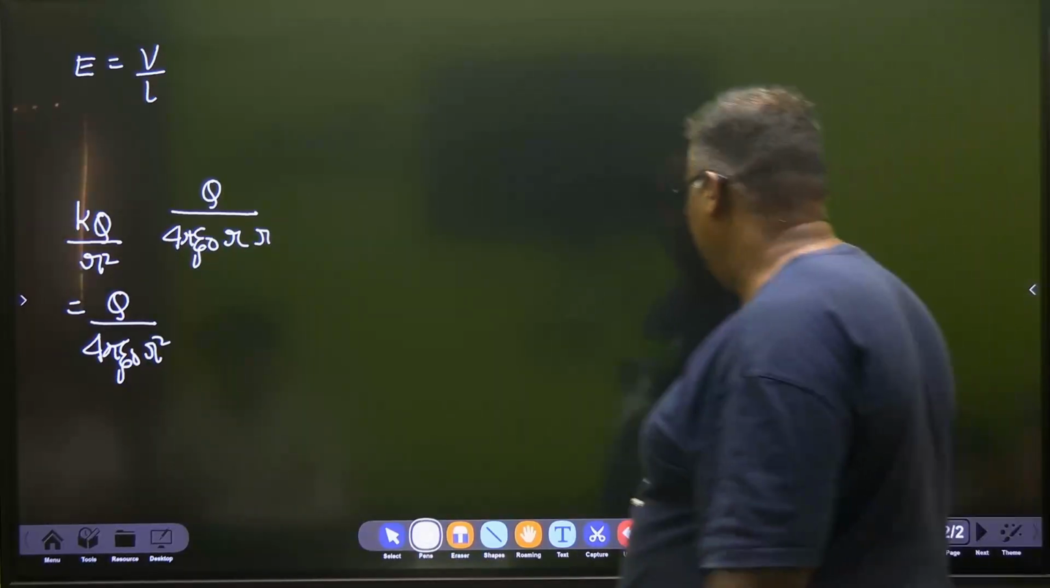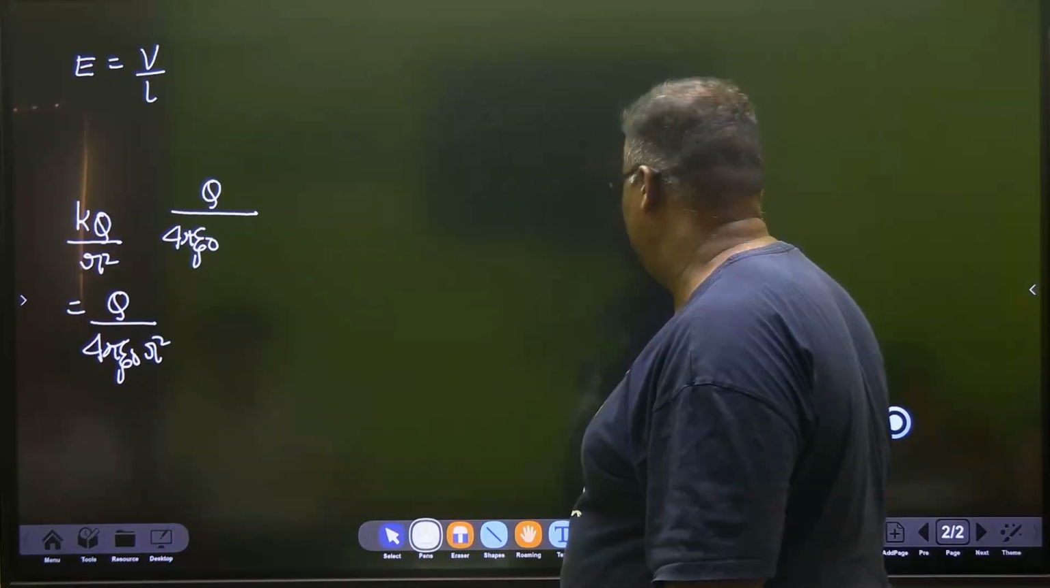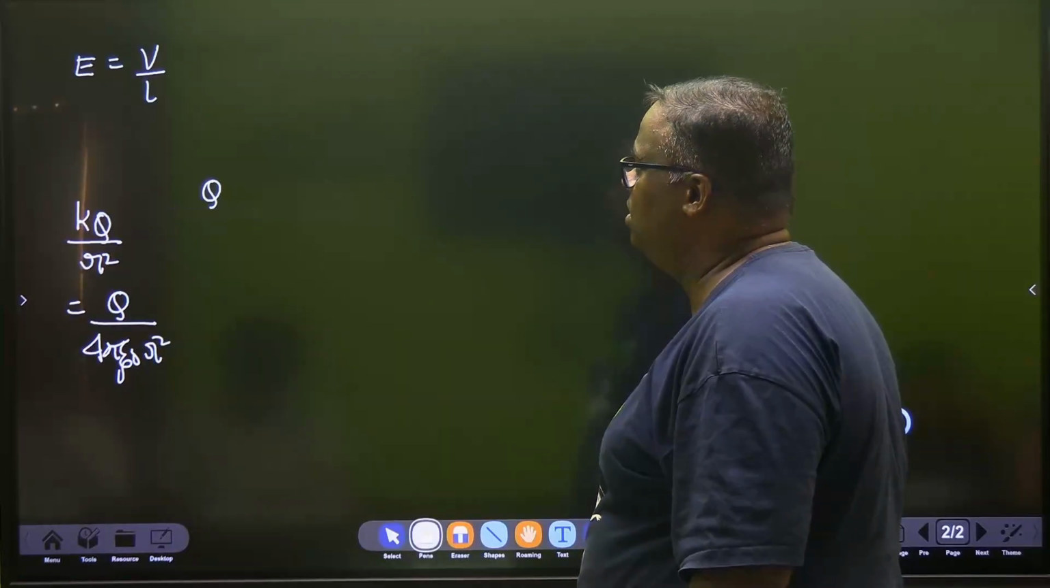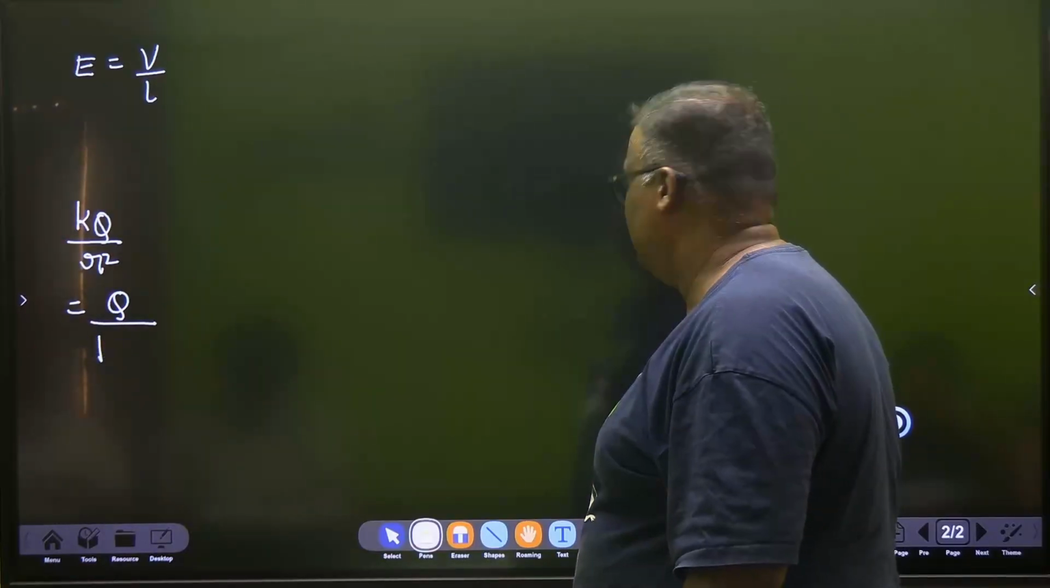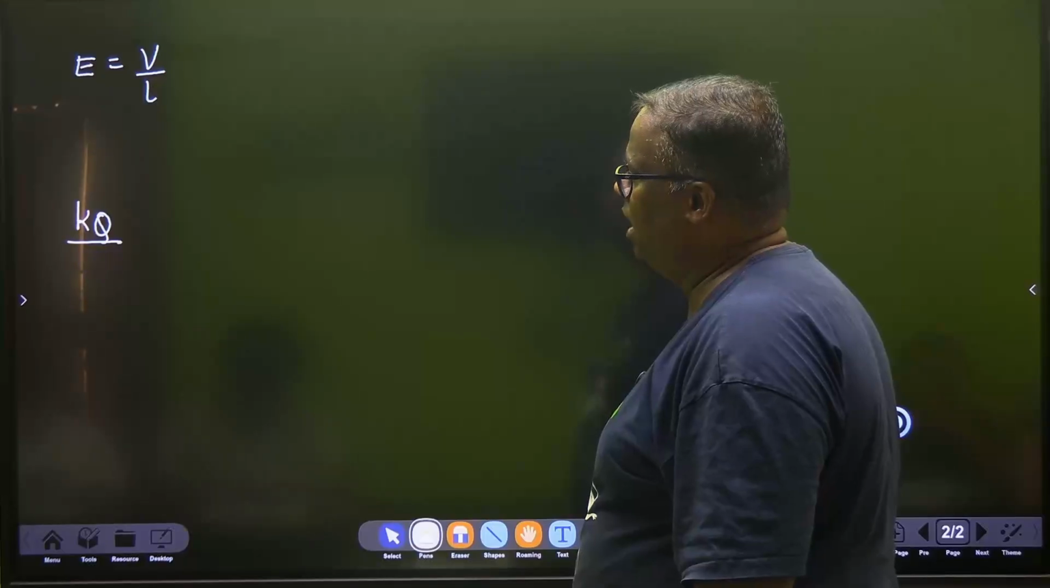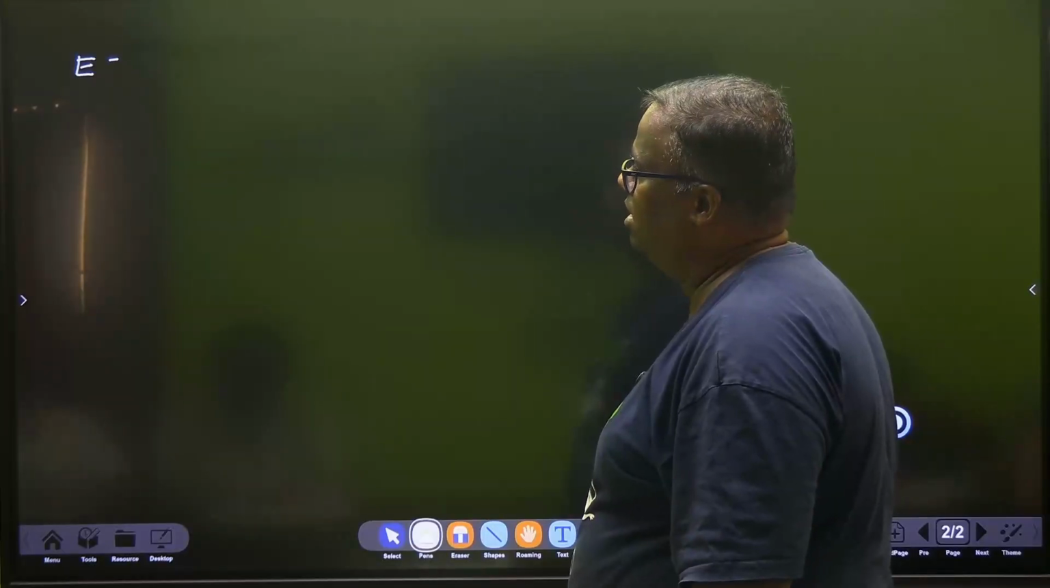So there will be some questions based on this where the length of separation between two surfaces will be given to you and the voltage difference will be given to you. You need to calculate what is the electric field out here. So is this clear? Have we understood?